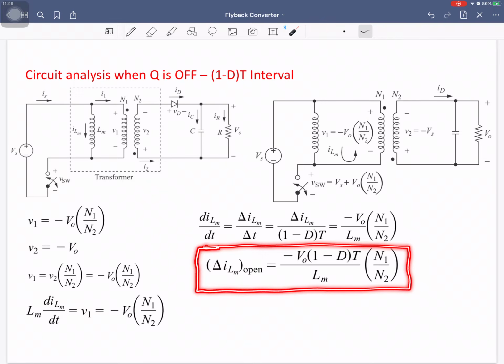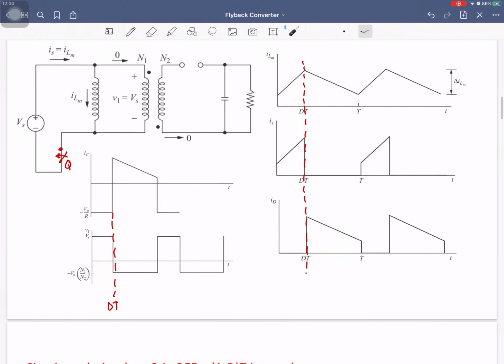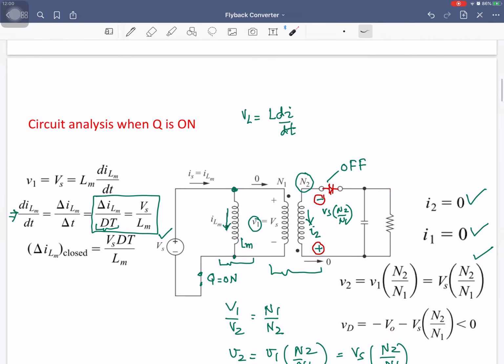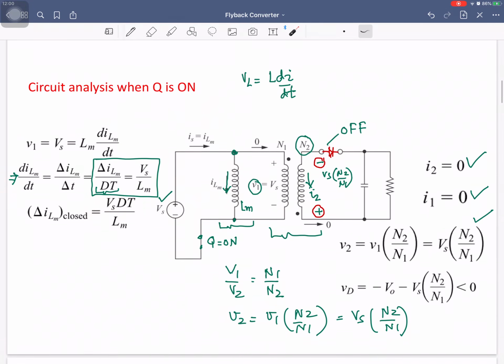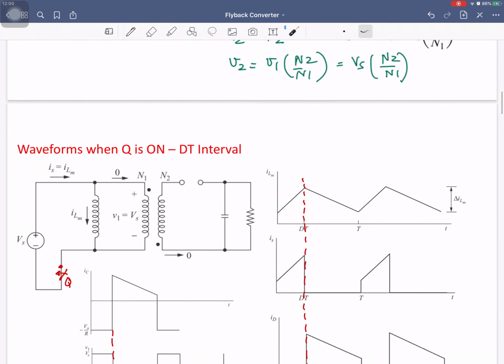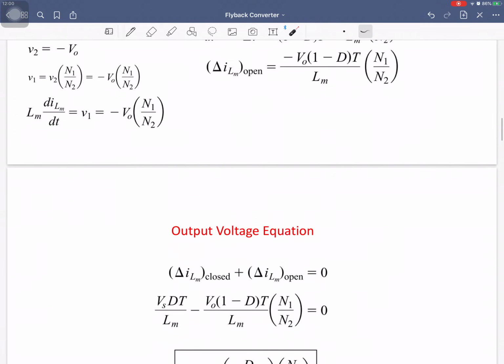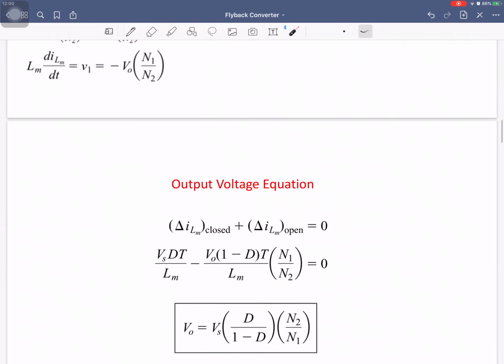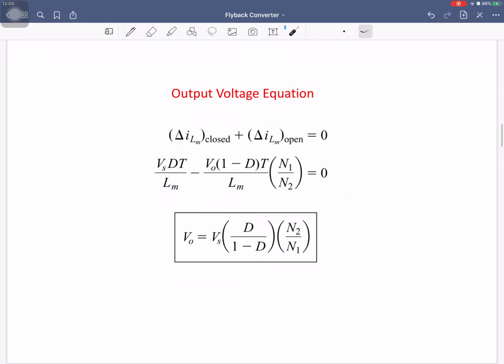So this gives you the rate of change of current when your switch is in the off state, or when your switch is open. So we have calculated the current change through the magnetizing inductance for this mode, and we calculated the delta I for the closed state as well, as you can see in this slide. And for the stable operation, the change in current when your switch is on and when your switch is off must be same, right? So from here I can write down this equation and I can find out the output voltage equation.